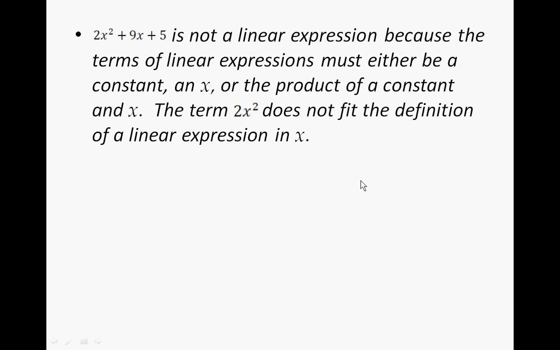So again, this is because terms of a linear expression must either be a constant, which this is a constant, and x, which this is an x, or the product of a constant and x, which 9x is. The term 2x squared does not fit the definition of a linear expression in x because it is x to the second power, not to the first power or to the 0 power. And remember, this is x to the 0 power because there is an x here. You just can't see it because x to the 0 power is 1, and so we don't need to show it.